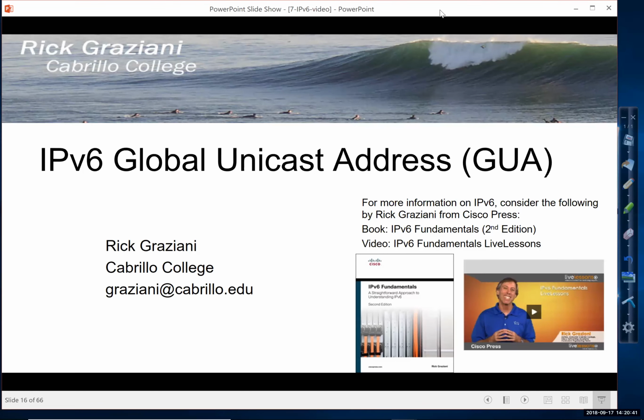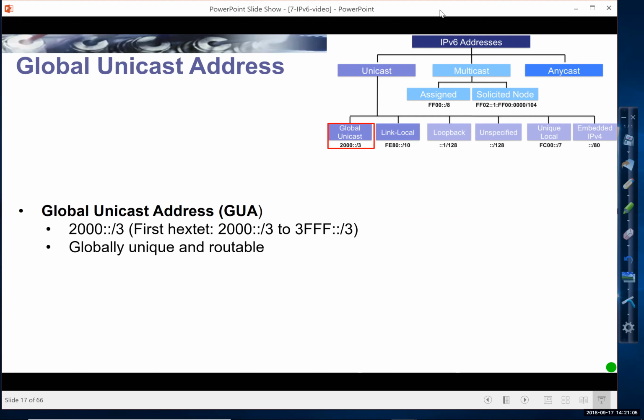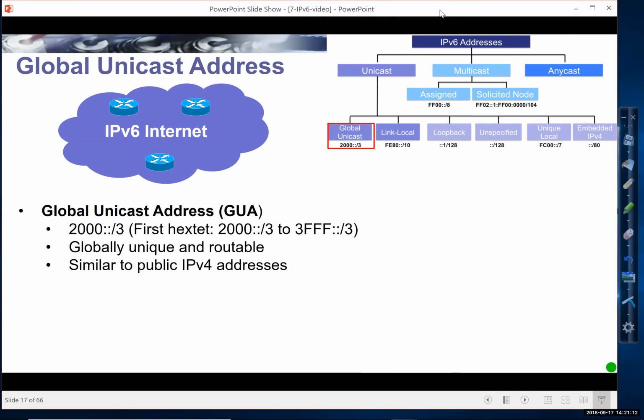Hi, in this video, I'm going to introduce you to the IPv6 global unicast address. The global unicast address has the range of 2000::/3. I'll explain that more in a moment. Commonly, you're going to see the first hextet beginning with a 2 or a 3. It's globally unique and routable. It's a public IP address, similar to public IPv4 addresses.